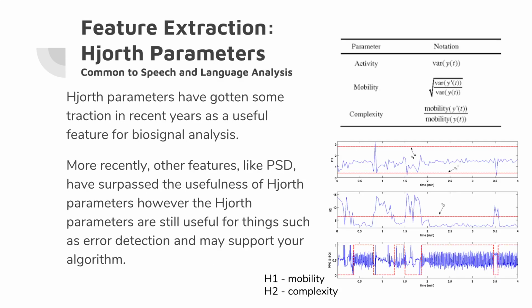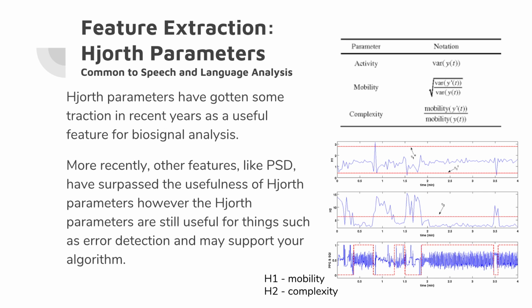Another type of feature that you can extract is what's called the Hjorth parameters. The Hjorth parameters have gotten a lot of traction in recent years as a useful signal for biosignal analysis. However, in the past year or two, there have been more useful features such as the power spectral density, or PSD, and the Empirical Mode Decomposition, or EMD, that have been becoming more popular for use in this space. But the Hjorth parameters are actually still quite useful and have been very commonly used in speech and language analysis for things like hidden Markov models.